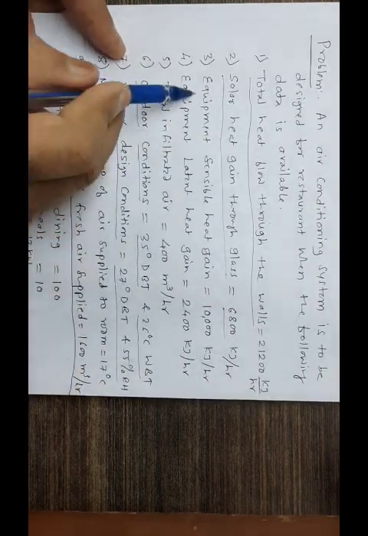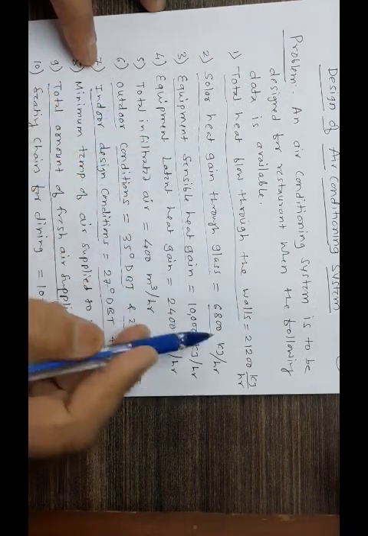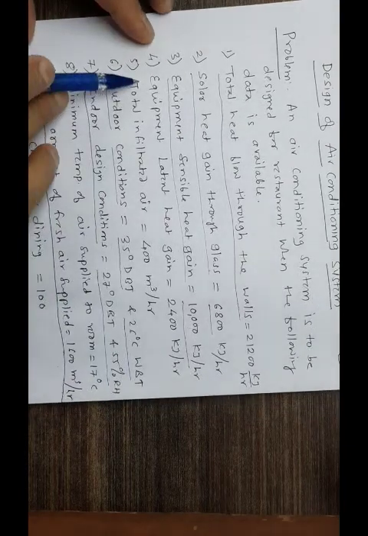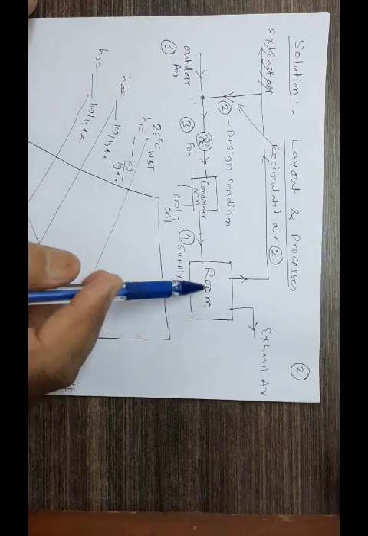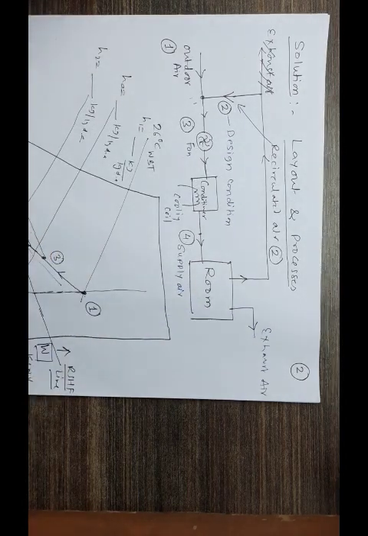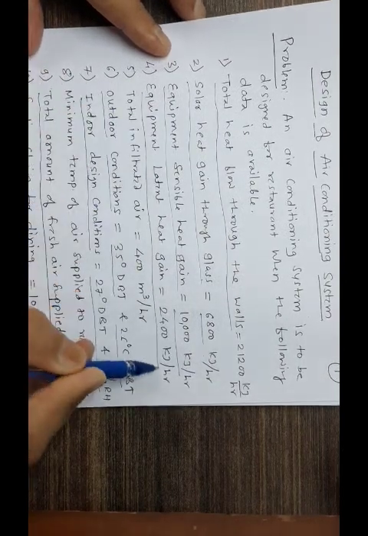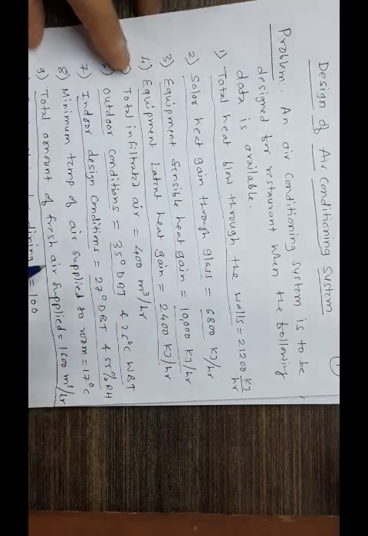Then equipment sensible heat. That means there are some equipments inside this particular room, and these equipments are giving out heat. So that heat is also given to you. Equipment sensible heat is given, that is this much, 10,000 kilojoule per hour. Then equipment latent heat. Some of the equipments are also giving out moisture into the room. There can be equipment which can be adding moisture inside the room. So that is also given to you. Equipment latent heat gain is given this much. So these are some of the heat gains for the room which have been given.